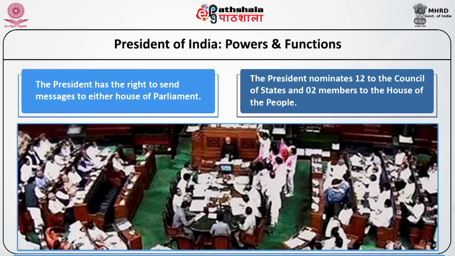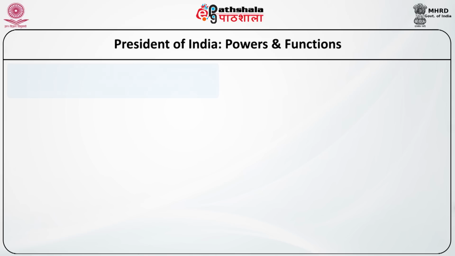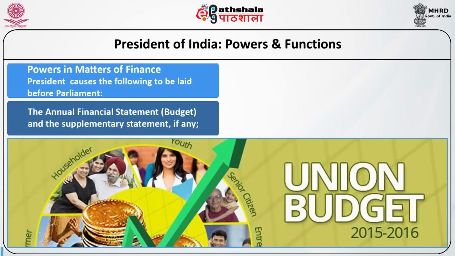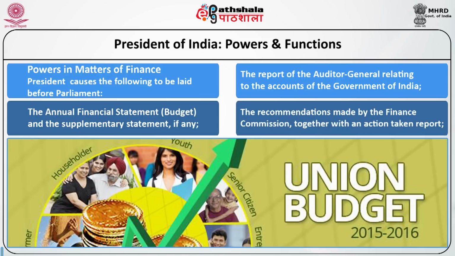He also has the power to nominate 12 members to the Rajya Sabha, the upper house, and 2 members to the lower house, that is the Lok Sabha. Financial powers. The President of India causes the annual financial statement to be laid in front of the house. Besides this, he also lays the report of the Comptroller and Auditor General of India and the recommendations of the Finance Commission, which he constitutes every 5 years.